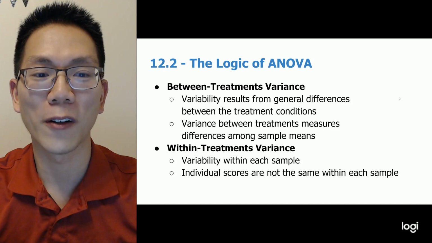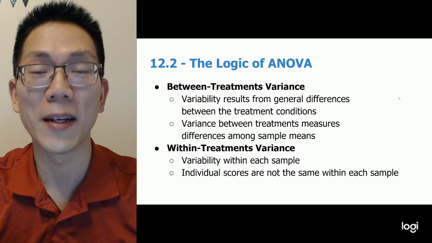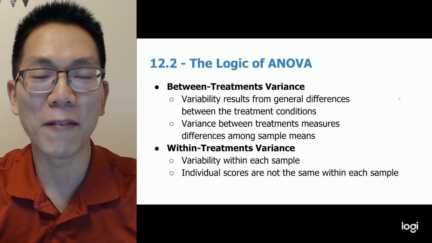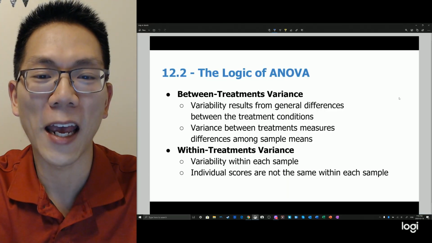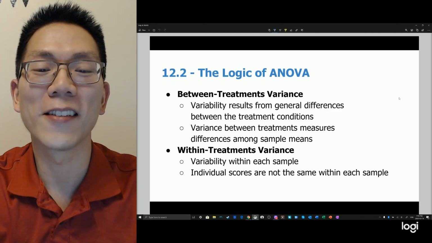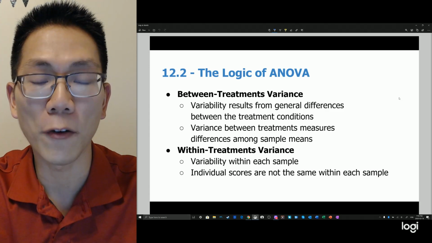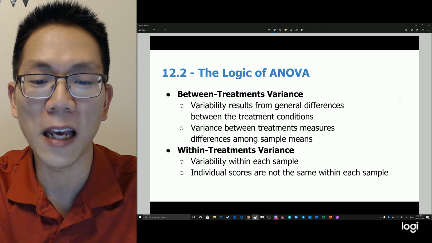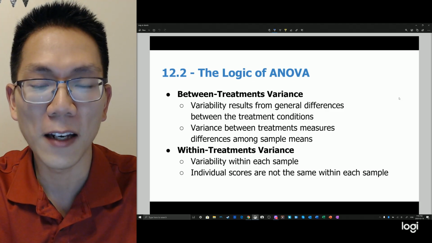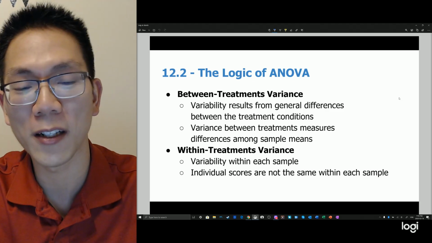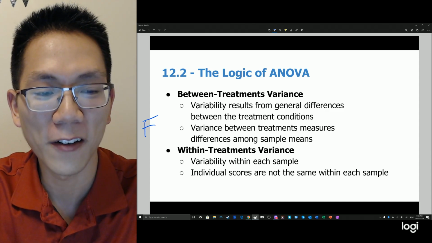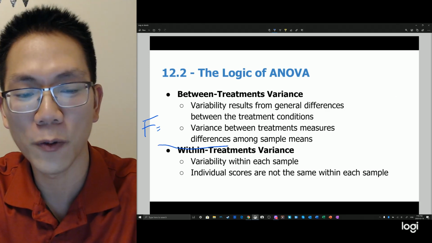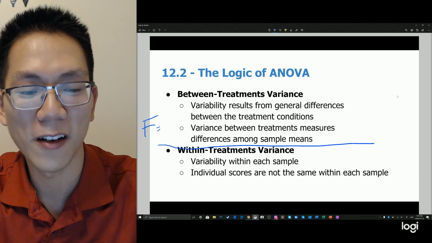First, we're going to look at the logic of ANOVA. And remember the F ratio. Take a moment and review your notes to see if you can remember what the F ratio is. If you're seeing this slide and it brings back some memories, yes, it should. F here is between treatments variance over within treatments variance.